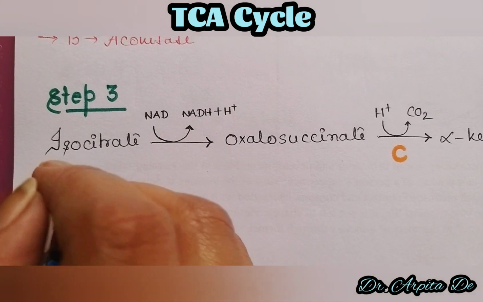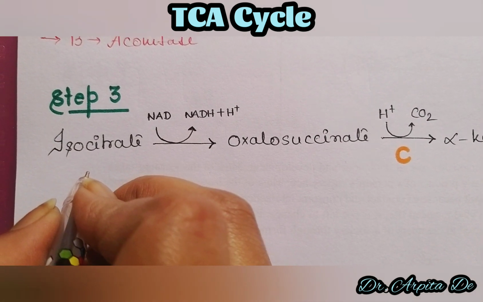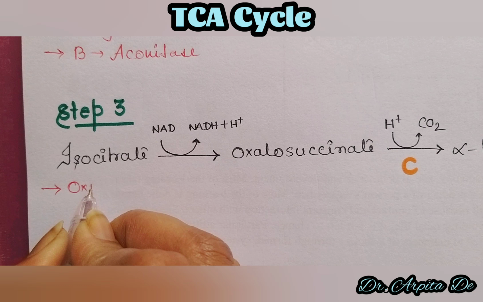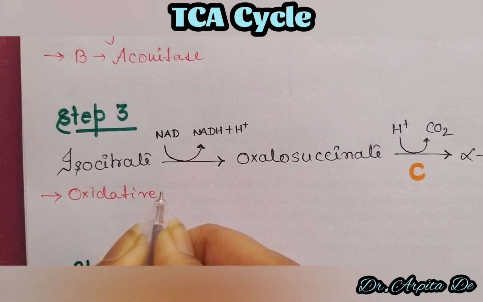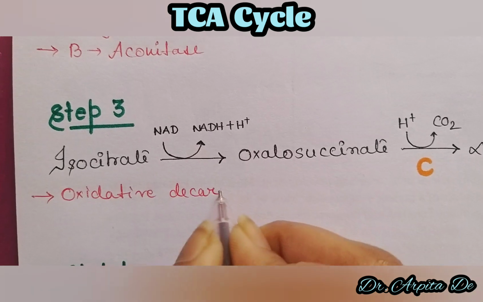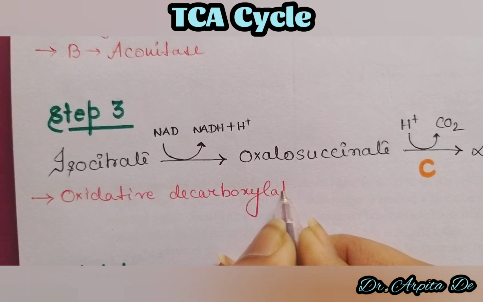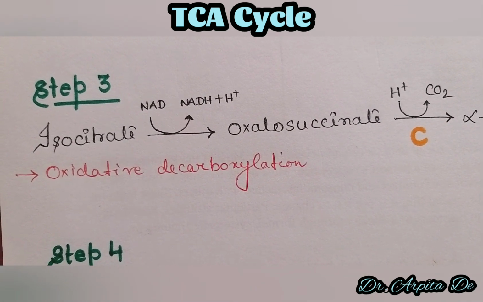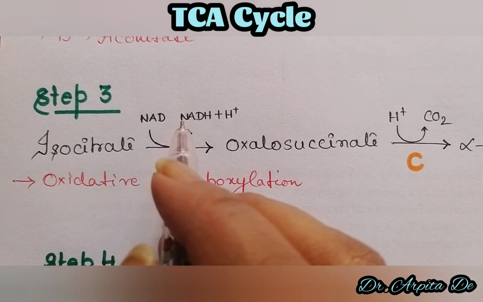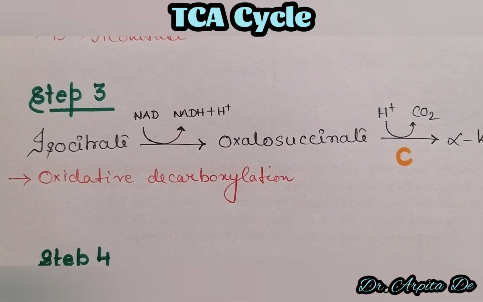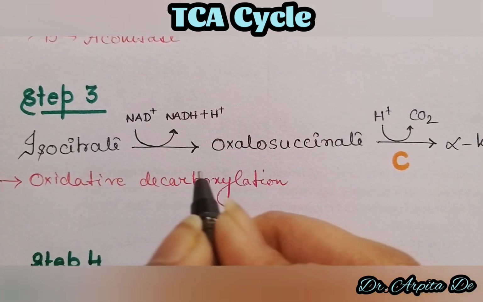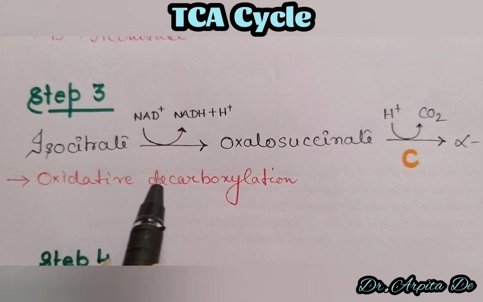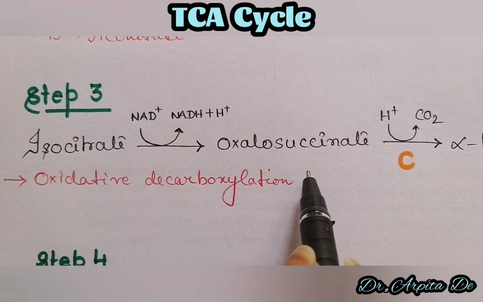Third step is an oxidative decarboxylation reaction step. What happens here? Oxidative decarboxylation takes place here. What is happening? NAD plus gets converted to NADH plus H plus, while isocitrate is getting converted to oxalosuccinate.